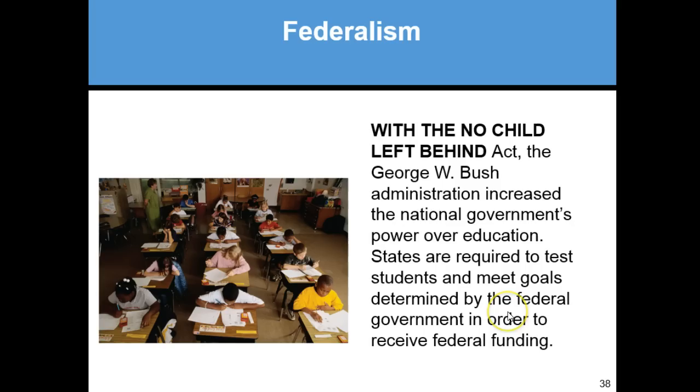Then we have No Child Left Behind. No Child Left Behind, which was implemented by George Bush, increased the national government's power over education through the power of the purse. States are required to test students and to meet goals determined by the federal government in order to continue to receive money from the federal government.